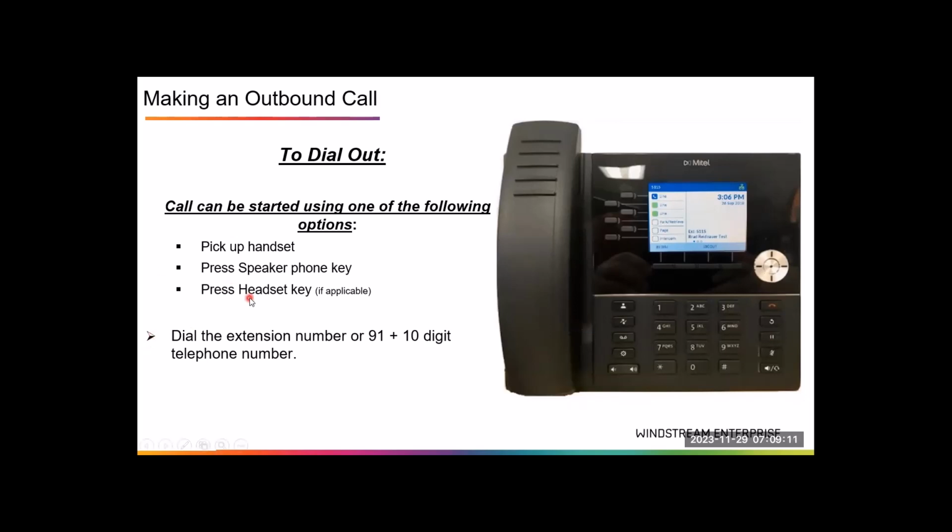And the default prefix is 91, which means that every time you make an outgoing call to any outside number, you have to dial 91 first, followed by the area code and the 7-digit number to get through. But if you are just calling an extension, like a coworker, you don't need to use 91. You can just simply type in the extension number on the keypad. 91 only if you're going to make an outgoing call to any outside numbers.